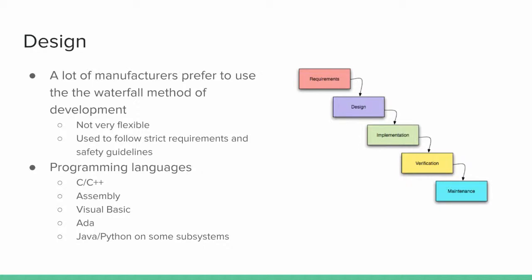Some programming languages that you'll see used a lot in avionics software are some of the same that you'll see in traditional embedded systems, like C, C++, assembly, some Visual Basic. Ada is very popular with avionics systems; you'll see it a lot in their software. Java and Python can be used on some subsystems, but generally it's for creating a user interface or something that a human will be interacting with, not for the core backend code that will be doing most of the work.